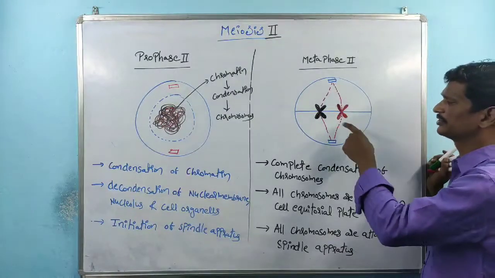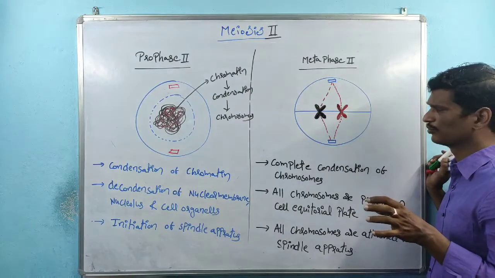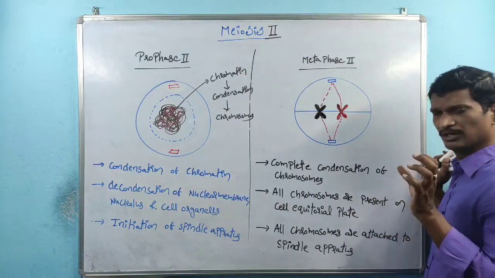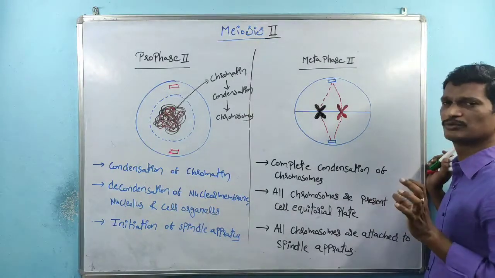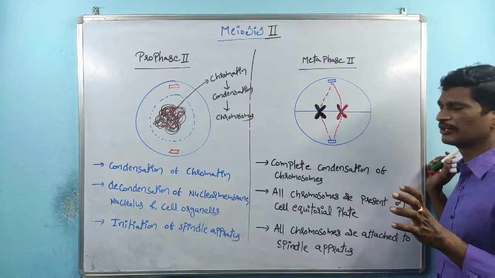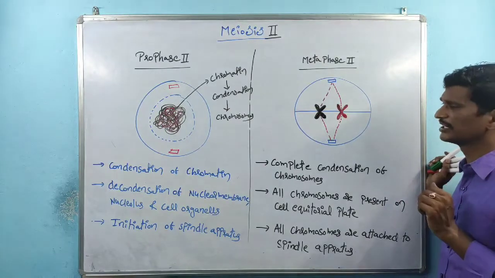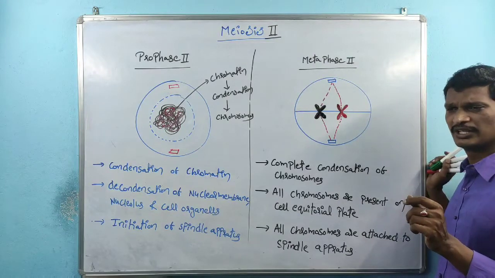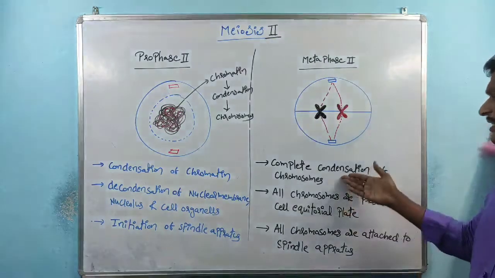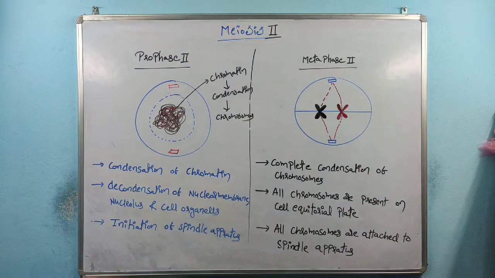So within metaphase chromosomes are very clearly visible, and this is the best phase to study the chromosomes under the microscope. With the help of a microscope, all chromosomes within cells are very clearly visible and very easy to identify, because within this stage all chromosomes are present at the cell center. That point is also called the equatorial plate. All chromosomes are arranged on the equatorial plate. So complete condensation of chromosomes is one of the points, right? All chromosomes are present on the cell equatorial plate. That's the reason why they are very easy to identify, right?